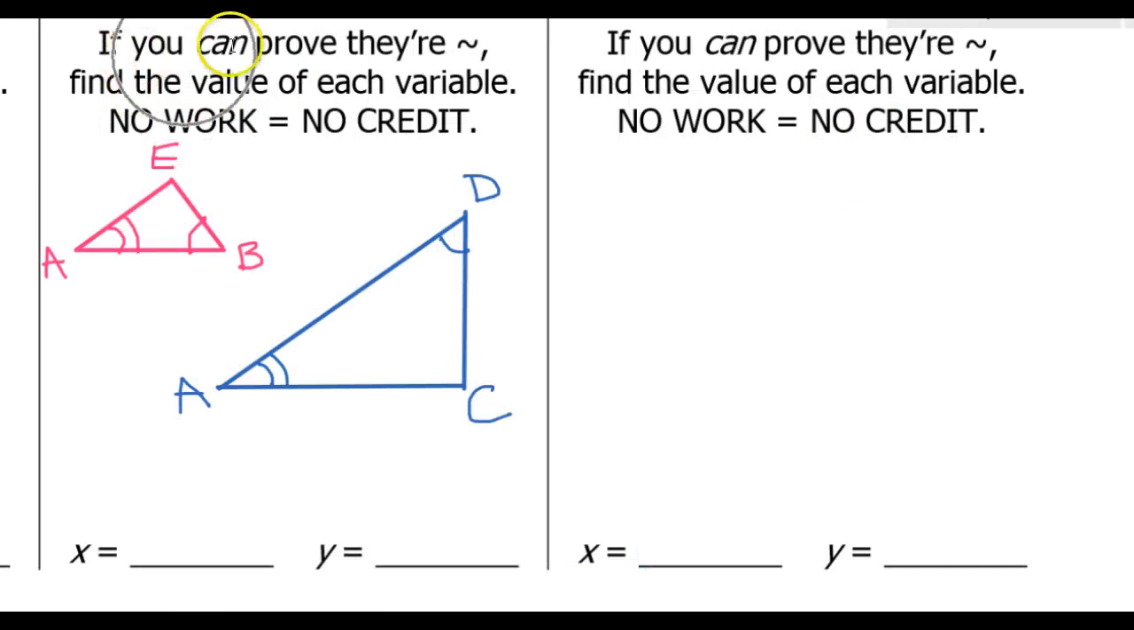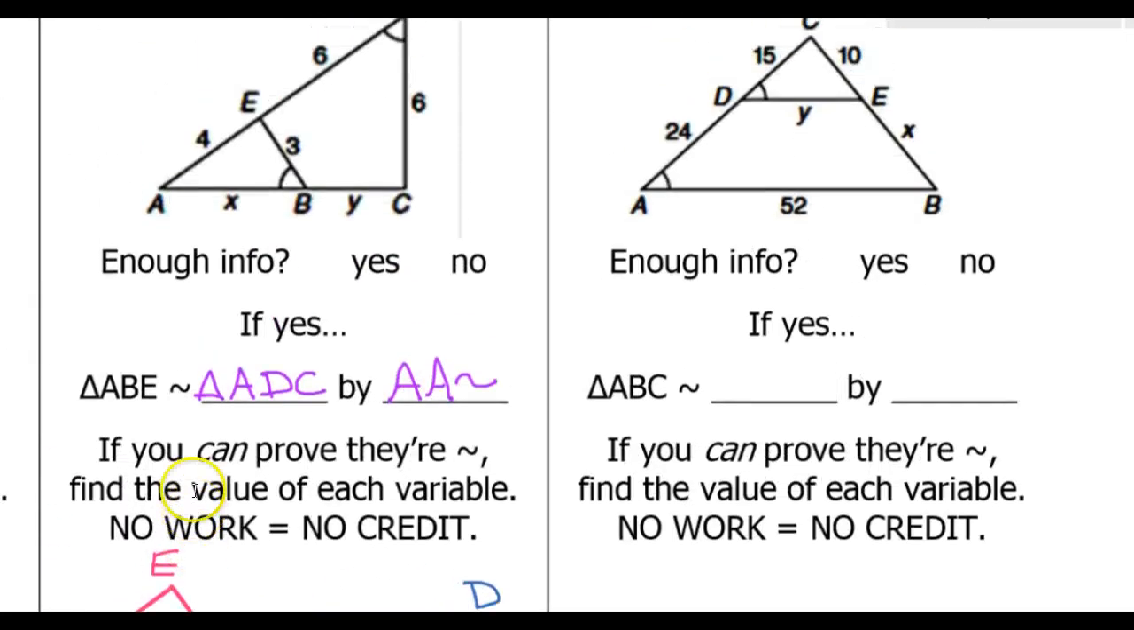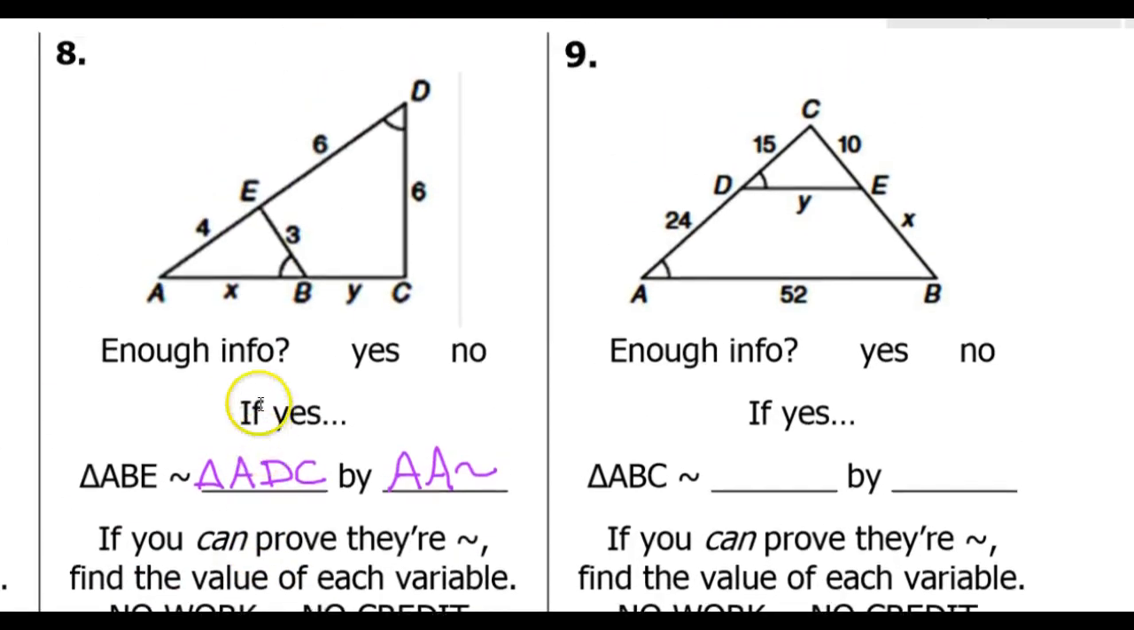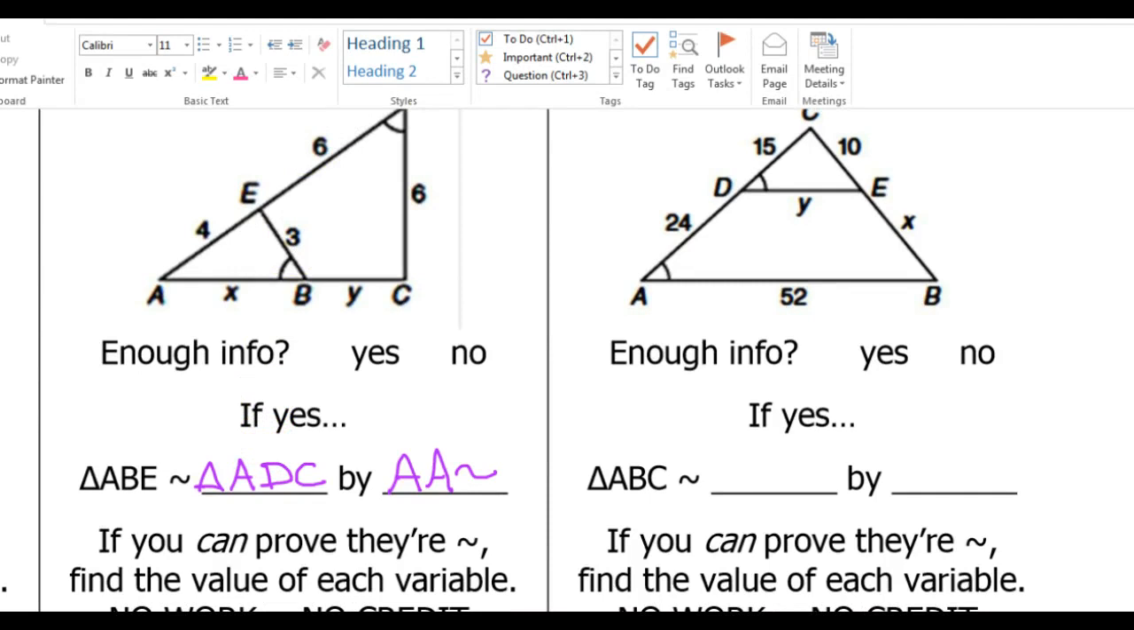But then it says, if you can prove they are similar, find the value for each variable. So I need to keep going and find out what x is and what y is. So I think it's very helpful that we drew the triangle separately. I think that's a great idea. So let's use these diagrams.